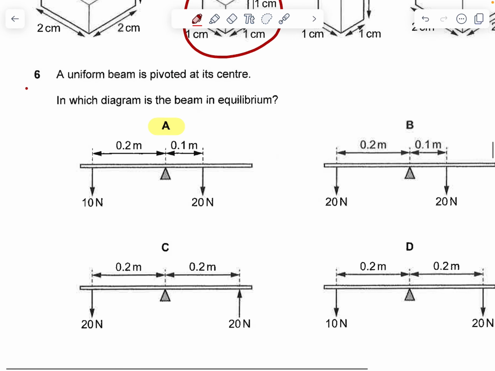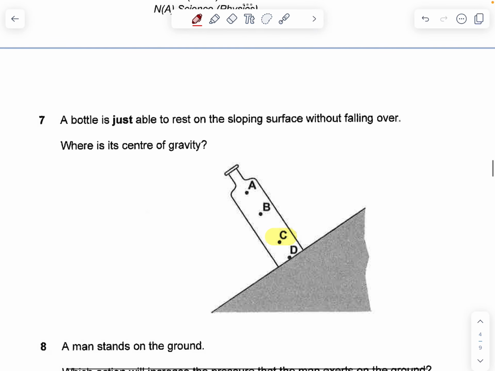Question 6. Equilibrium, not tested. Question 7. On center of gravity, CG, not tested.